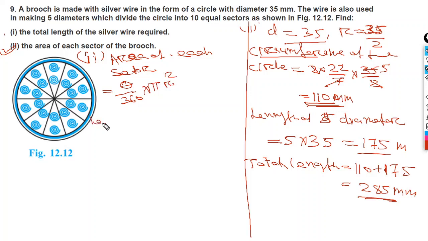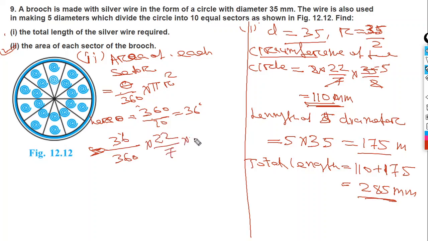How many sectors are there? 10 sectors. So theta will be equal to 360 divided by 10, which is 36 degrees. So theta by 360 is 36 by 360, into pi r square. Pi is 22 by 7, into r which is 35 by 2 square, 35 by 2 into 35 by 2.